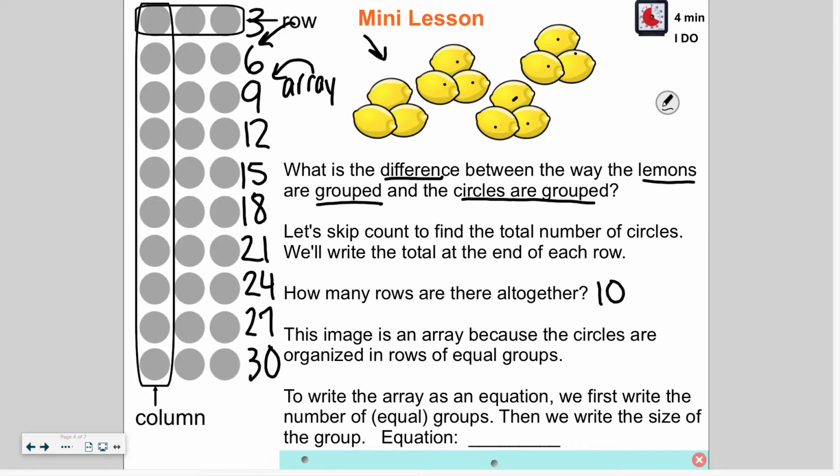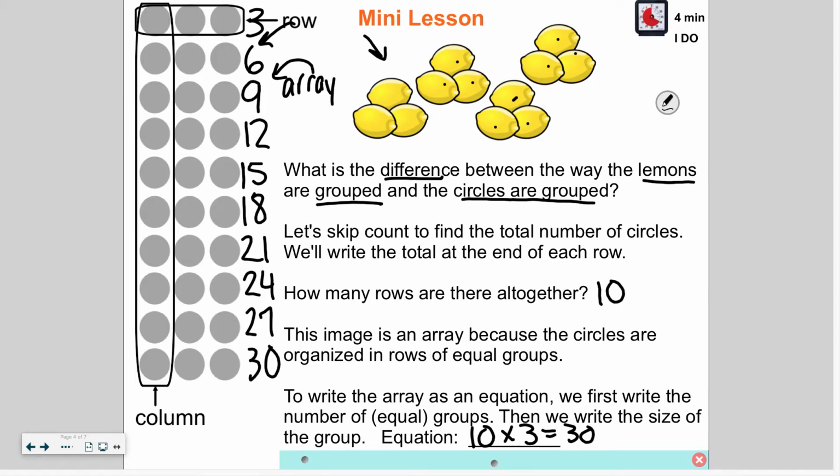So a hint is the first number, the first factor, is going to be the number of rows. The second number is going to be the size of each group or each row. Well, I know I have 10 rows. This will be my first factor. And then I have 3 in each row, so that's going to be my second factor. So I have 10 times 3. Well now, we already skip counted, so we have that figured out. So now I know that 10 times 3 equals 30.